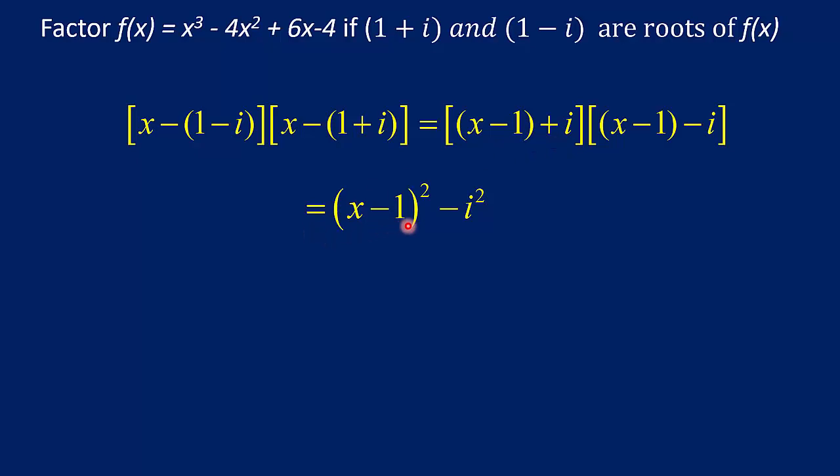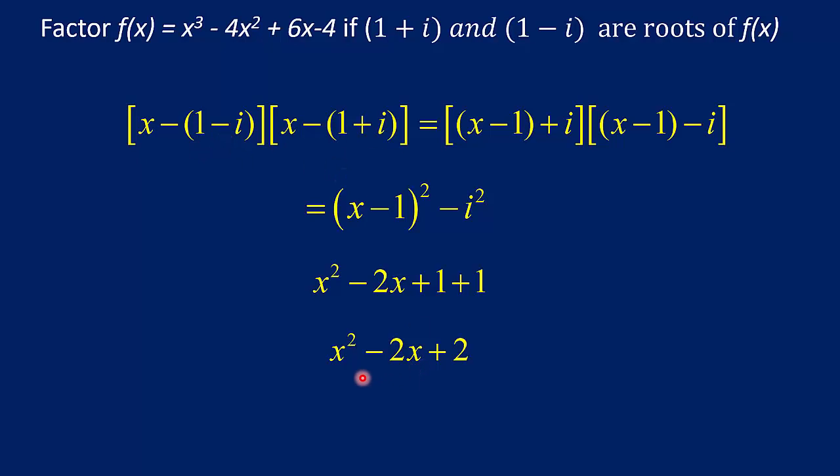And then I can just multiply this out. And I get x squared minus 2x plus 1. That's this. And then minus i squared, well, that's just plus 1, because i squared is negative 1. A negative in front of negative 1 makes a plus 1. So what we get is x squared minus 2x plus 2. That is the product of these factors.